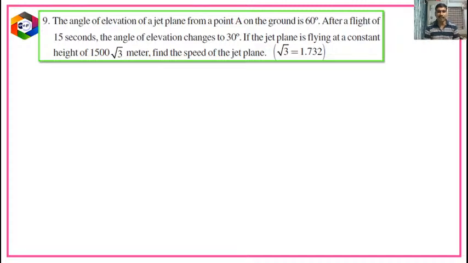The angle of elevation of a jet plane from a point A on the ground is 60 degrees. After a flight of 15 seconds, the angle of elevation changes to 30 degrees. If the jet plane is flying at a constant height of 1500 root 3 meters, find the speed of the jet plane. Here you can take root 3 as 1.732.